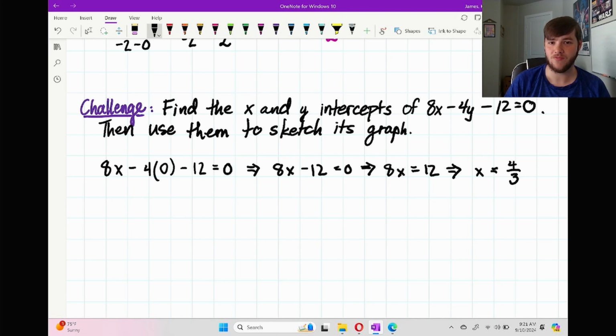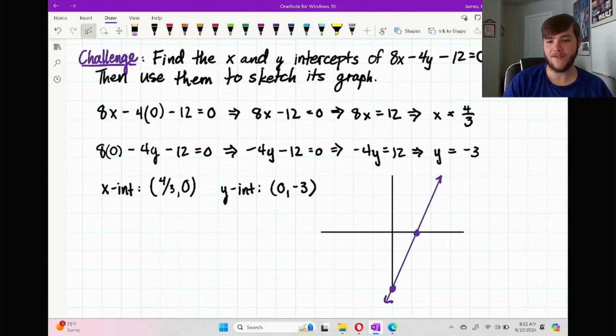Pause the video here and press play when you're ready. I found the x-intercept to be at 4/3 and the y-intercept to be at -3. To find the x-intercept, remember that's where y is 0, so set y equal to 0 and see what you get. Same thing for the other case. To find the y-intercept, remember that's when x equals 0, so I set x equal to 0 and see what happens. I get y equals -3. Remember, all you need are 2 points to find the graph of a line, so when I plot the x and y intercepts, I can quickly sketch the graph.